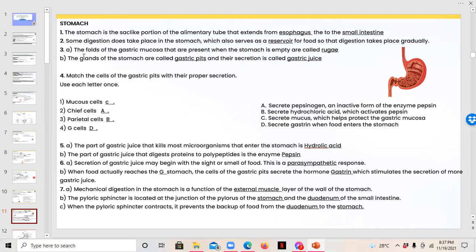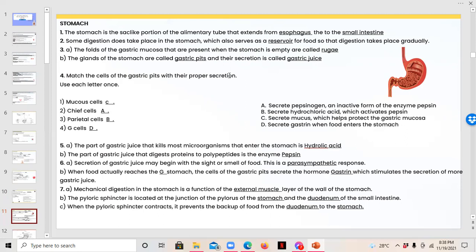Number 3. Letter A. The folds of the gastric mucosa that are present when the stomach is empty are called rugae. Letter B. The glands of the stomach are called gastric pits and their secretion is called gastric juice. Number 4. Match the cells of the gastric pits with their proper secretion.